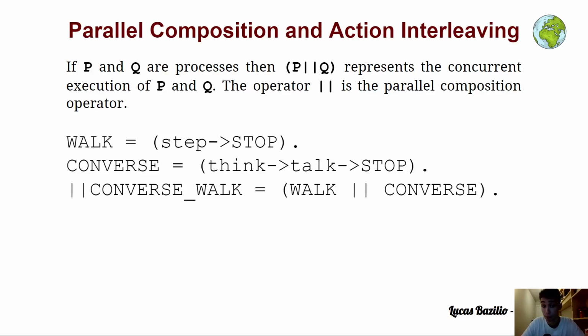Let's visualize a very simple example. We have the process walk, in which we execute the action step and we stop. Then we have the process converse, in which we first think, we have the action think, then we talk, and then we stop. Notice that whenever we type STOP in uppercase letters, these are examples of using the predefined keyword STOP in a finite state process description, which is a keyword that represents the termination of a process. So in the process walk, we step and we terminate this process. In the process converse, we think, we talk, and then we terminate this process.